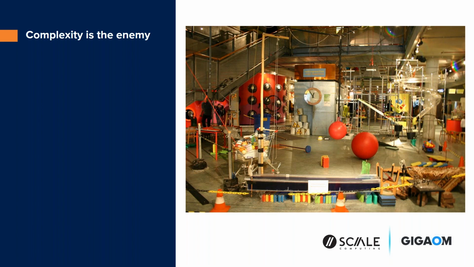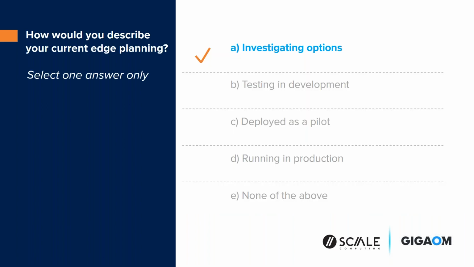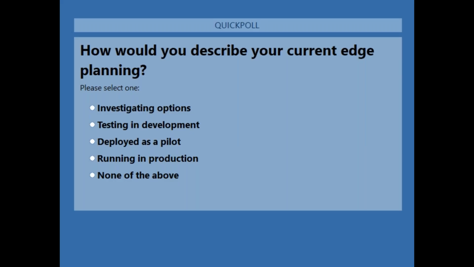Right. So I think we've hammered home the complexity point. I do have a poll because I'm curious for people out there what level they're currently at when it comes to their edge planning process. So I believe our host is going to put up a poll for those who are viewing to answer. I'm just curious, how would you describe your current edge planning? Are you investigating options? You're still at the not sure if edge is something we even need to dive into. Are you testing a solution in development, maybe at the cubicle next to you? Have you deployed a pilot of it to a number of locations to see if it's viable? Are you running it in production, or just none of the above?